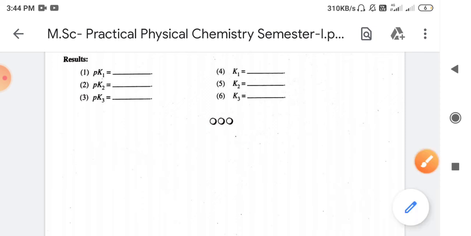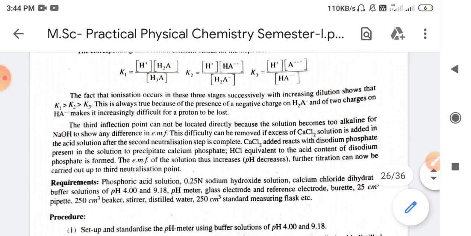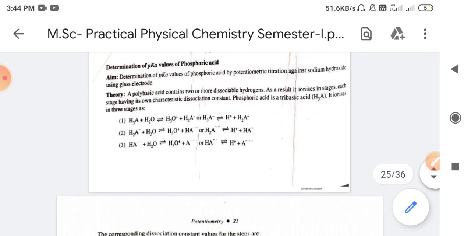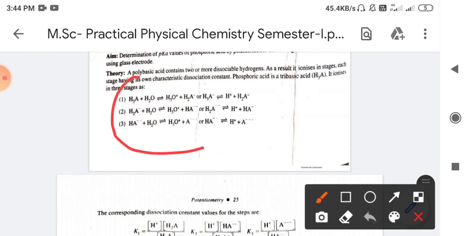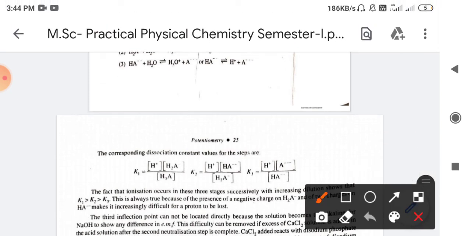So in this experiment, what type of questions might be asked? The basic question is, first of all, how we measure the potential. Then second is what is the chemical formula of phosphoric acid and how it dissociates. Here it is given as the general dissociation; you need to give the dissociation for phosphoric acid specifically. Then you need to compare this phosphoric acid dissociation, and theoretically predict the three dissociation constants and their nature with respect to each other.